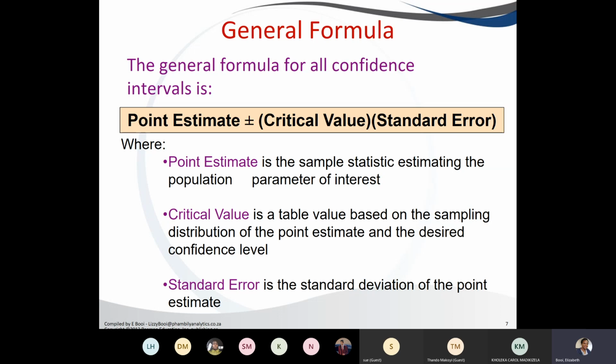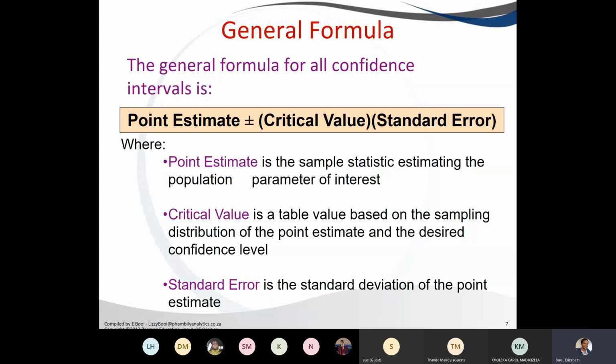The critical value, like I explained earlier, is your Z value, or it will be the value you find on the table. So for example, if we go on the Z table, it will be the value on the Z table. If we go on the T table, it will be the value on the T table. And that will be the critical value.